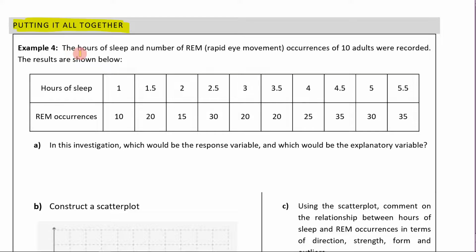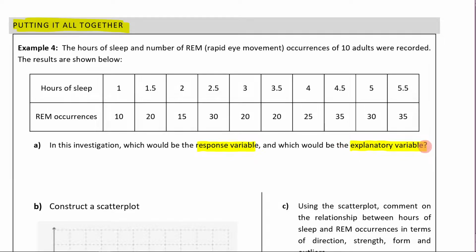It says, the hours of sleep and number of REM, rapid eye movement occurrences, of 10 adults were recorded. The results are shown below. So here we have hours of sleep. Here we have REM occurrences. Part A. In this investigation, which would be the response variable and which would be the explanatory variable?